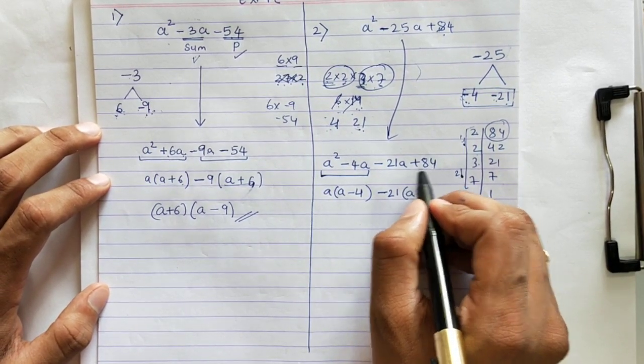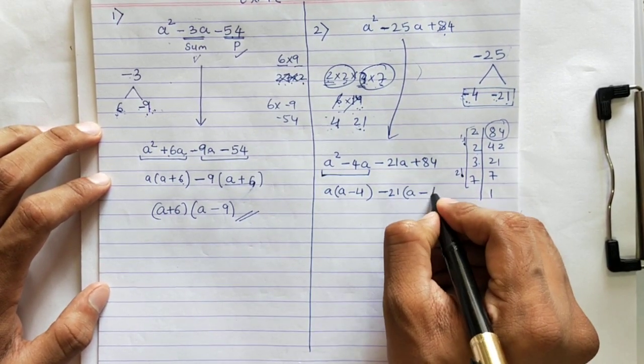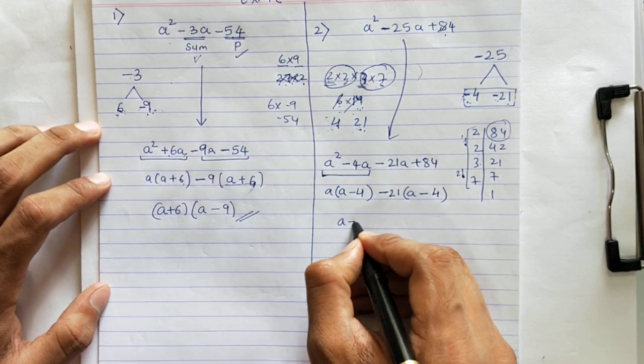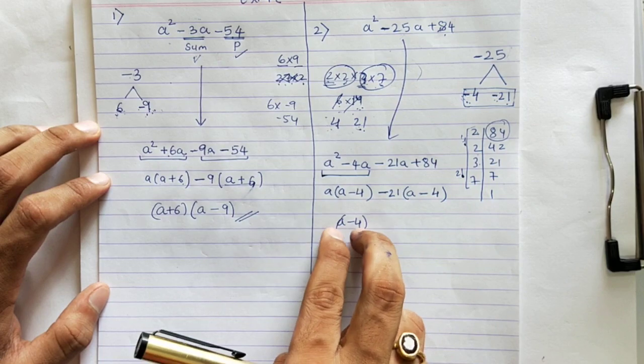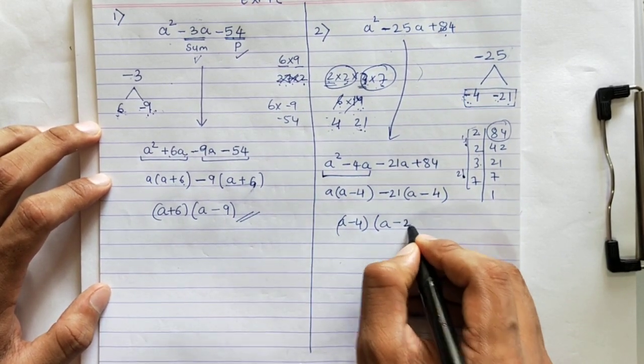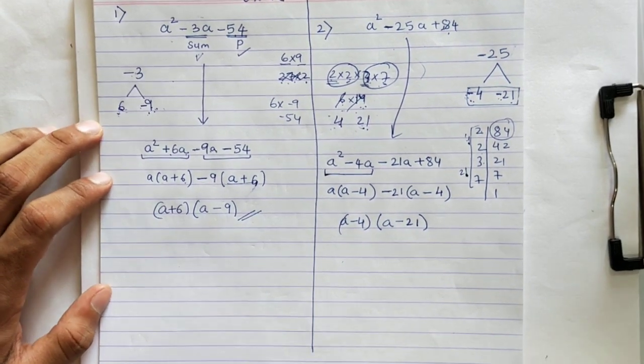And 21, divide 84 by 21, you will get 4. Then this a minus 4 will come common. See, a minus 4 will come common. What will remain in the bracket? A minus 21.